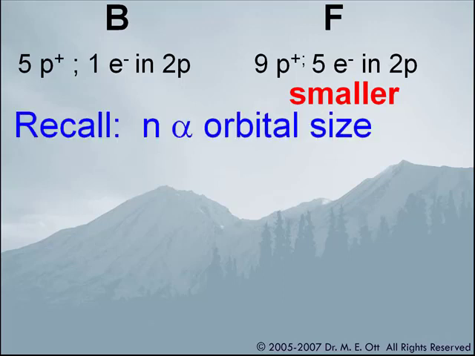Recall, meaning we've already talked about it, that the quantum number n, the principal quantum number, is a function of orbital size. It's proportional to orbital size. So let us consider sodium and potassium. The outermost electron in sodium is in a 3s orbital, and the outermost electron in potassium is in a 4s orbital. So which one of those orbitals is bigger all the time? Well, the 4s orbital in potassium is always bigger than the 3s orbital, because 4 is bigger than 3.